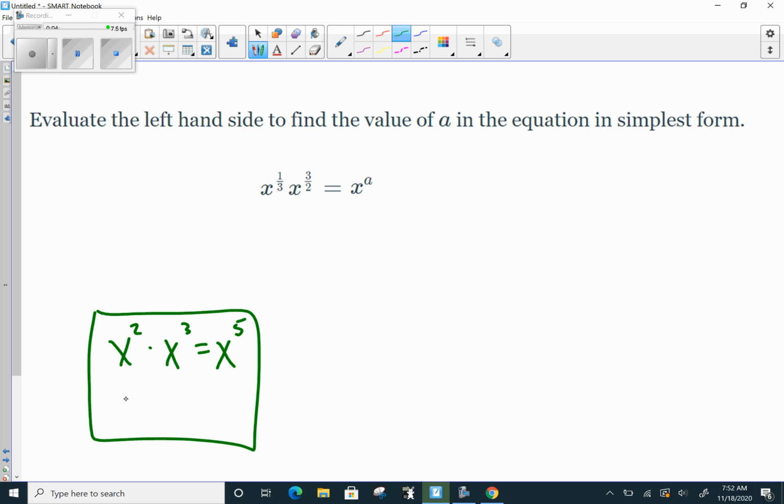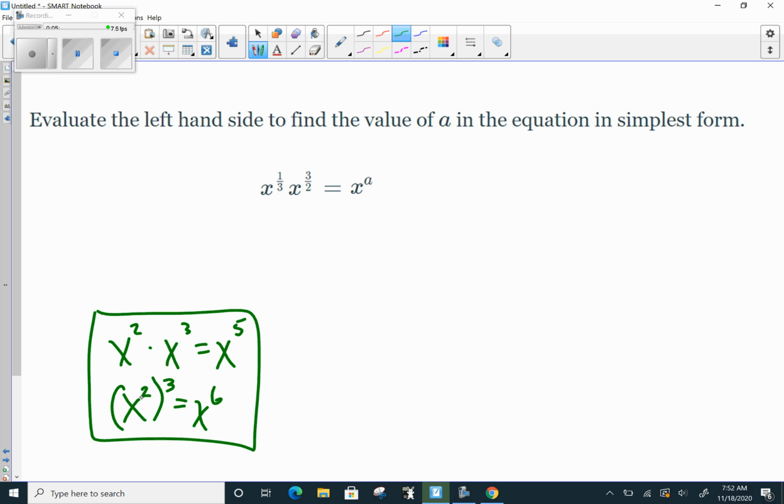I also want to remind you that if you have a power to a power, like x to the 2nd, go ahead and do it a little bit better. If I have x to the second, all raised to the third power, you're taking one power and raising it to another. That's when you multiply them. 2 times 3 is equal to 6.